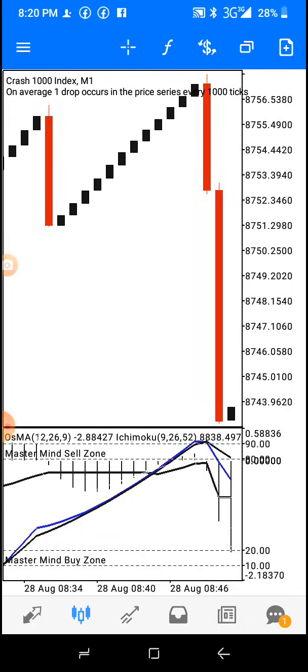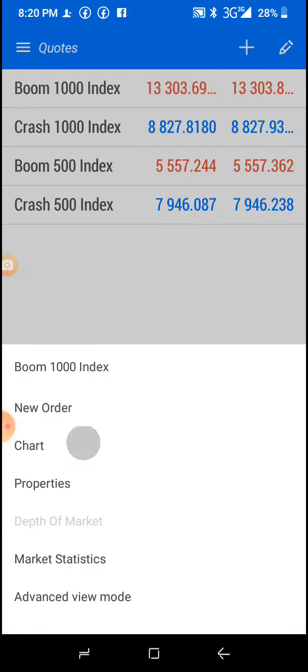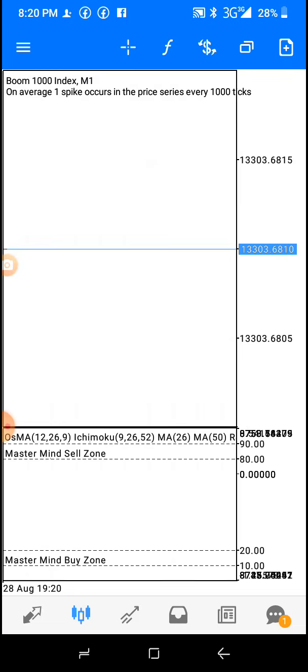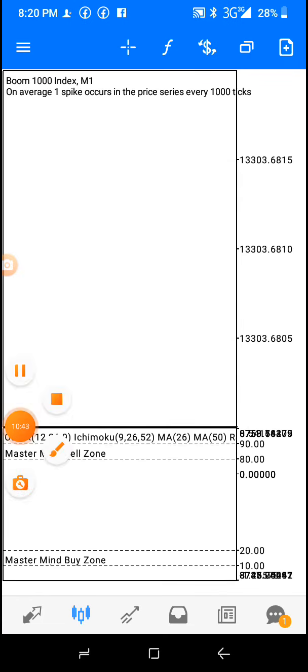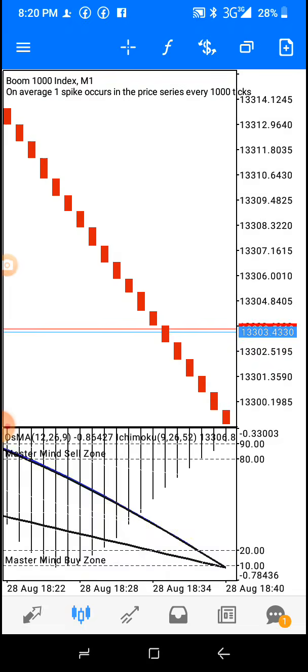So let's check another pair. That's enough for crash. Let's check boom now. Let's see boom 1000. For boom, the zero level of the moving average oscillator has to be above, while for crash the zero level of the moving average oscillator has to be below.